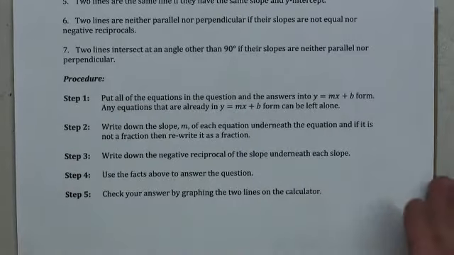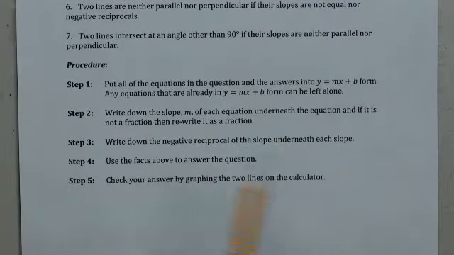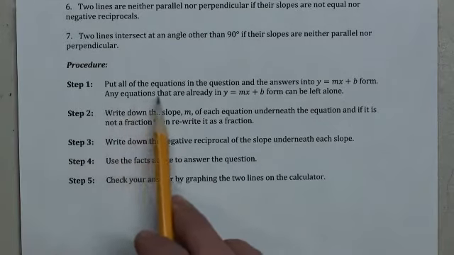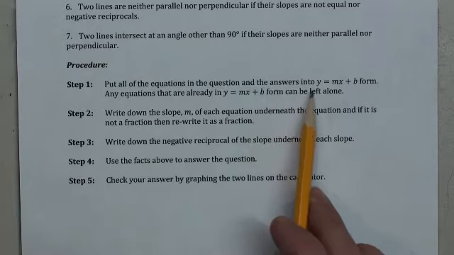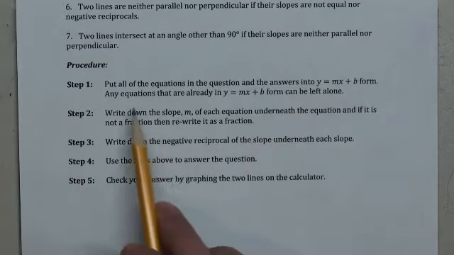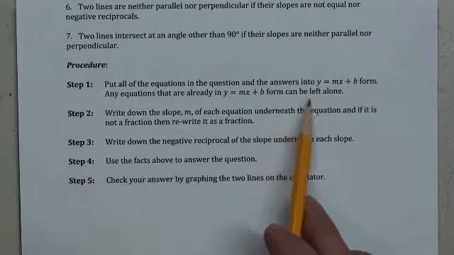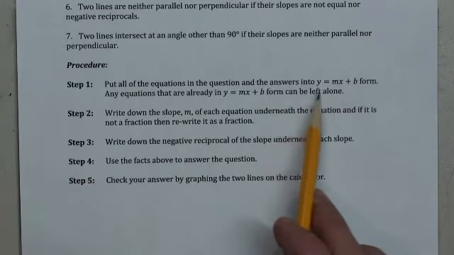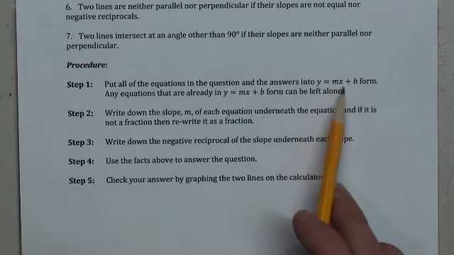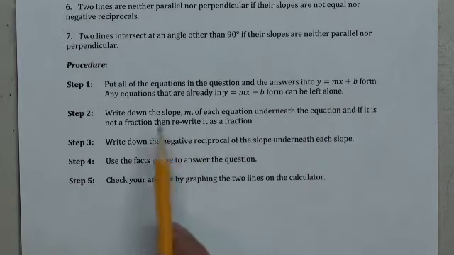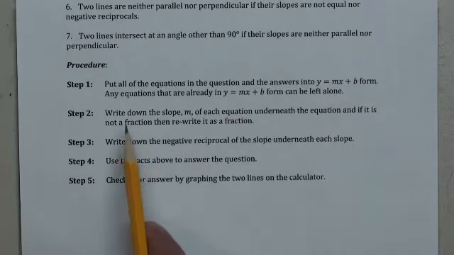So the procedure to follow for the following problems is outlined here in 5 steps. Step 1 is to put any equations, or all of the equations in the question and the answers, into y equals mx plus b form. Okay, any equations that are already in y equals mx plus b form can be left alone. The reason that we do that is because we want to be able to pull out the slope, and you can't pull out the slope unless the equation is in y equals mx plus b form. By the way, m is the slope and b is the y-intercept.